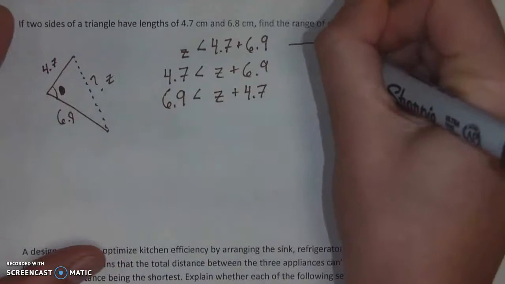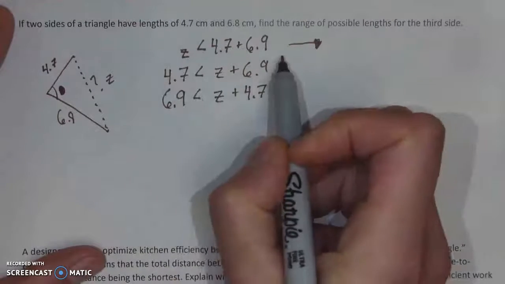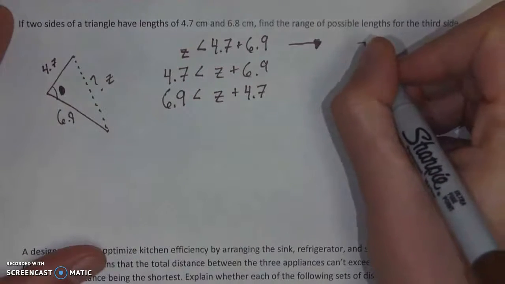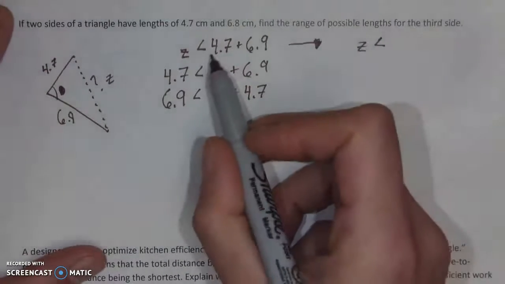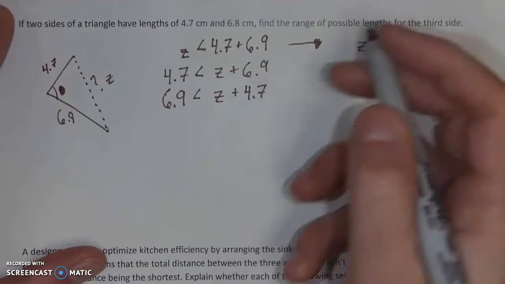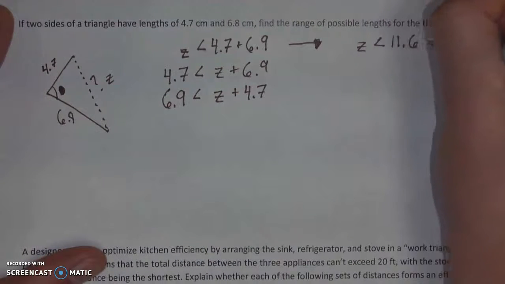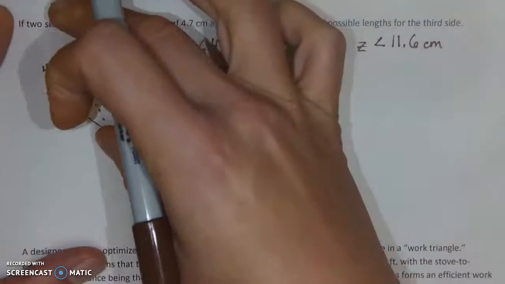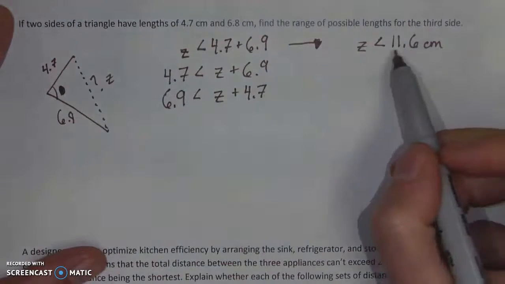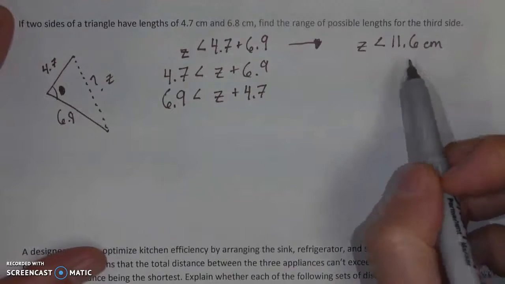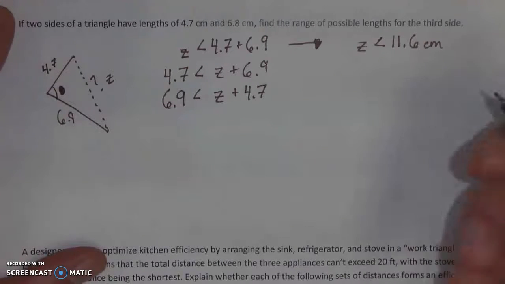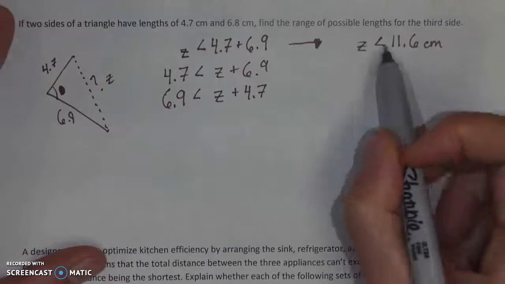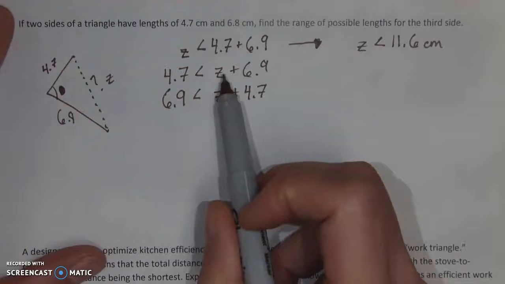So in our first inequality, all I have to do to get Z by itself is really just simplify this side of the equation. And that's going to give us Z is less than 4.7 plus 6.9, or 11.6. And this is, of course, centimeters. So I know that that's the absolute longest I can make Z. It has to be a little bit smaller than 11.6, or I won't have a triangle. Now what I want to see is, if this is how big I can make Z, what's the smallest value I could use for Z?